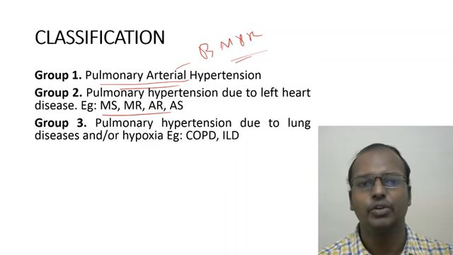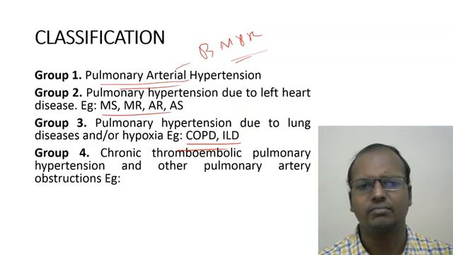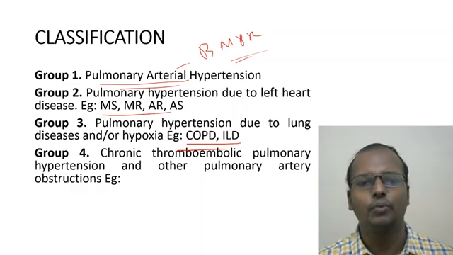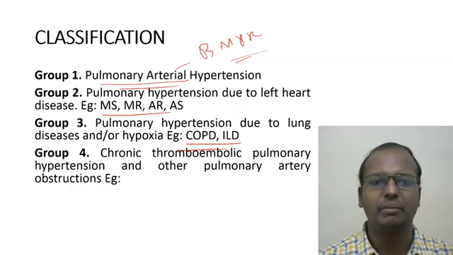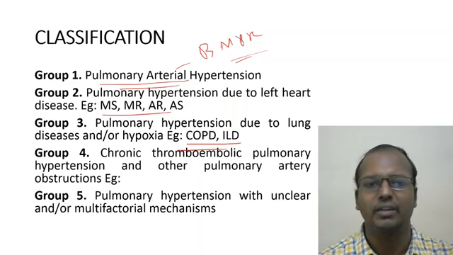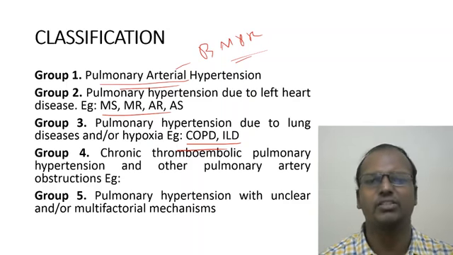Next comes your pulmonary hypertension due to lung disease or hypoxia. The diagnosis includes COPD or ILD. Lot of other causes, even your obesity hypoventilation syndrome, your OSA can also cause pulmonary hypertension. Remember that. And group 4 includes your chronic thromboembolic pulmonary hypertension and other pulmonary artery obstructions. And group 5 includes pulmonary hypertension with unclear or multifactorial mechanisms, like hematological causes also.